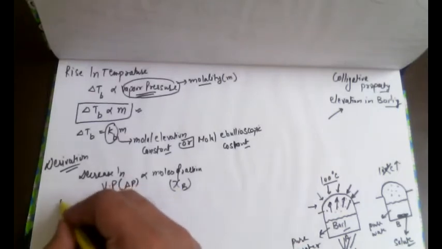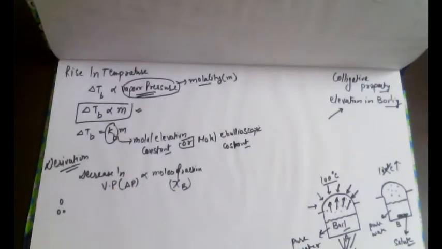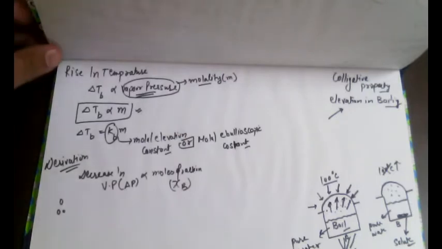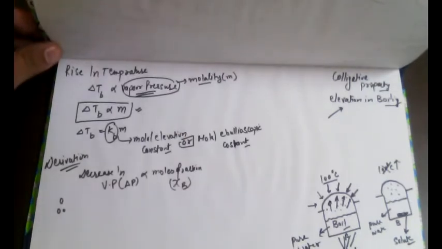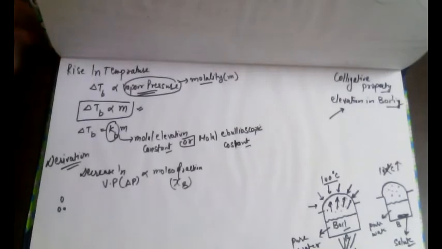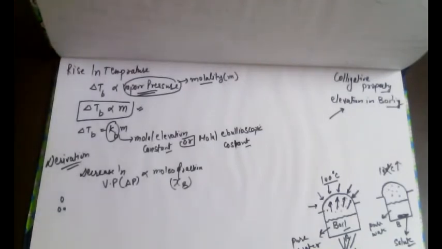Or you can just learn it. Basically, in exams there will be no case of derivation. You will just have to learn the final result for the elevation in boiling point. You need not go for the derivation, but you must know where these values came from.